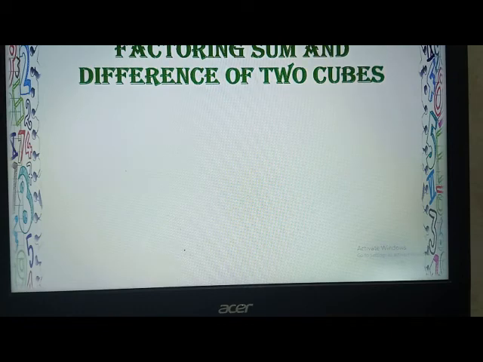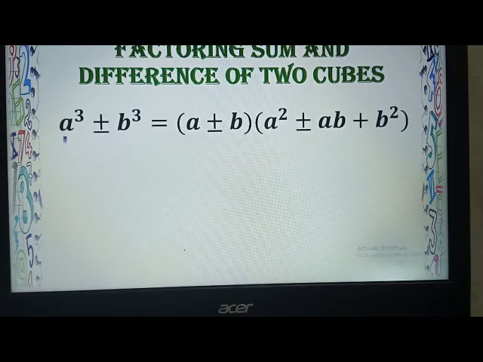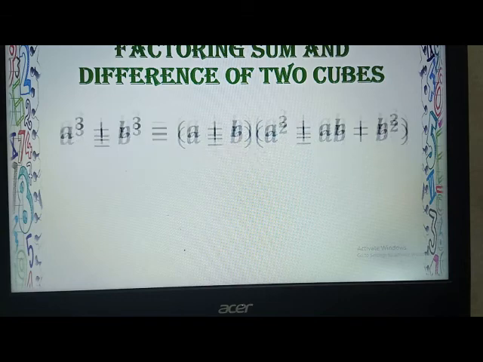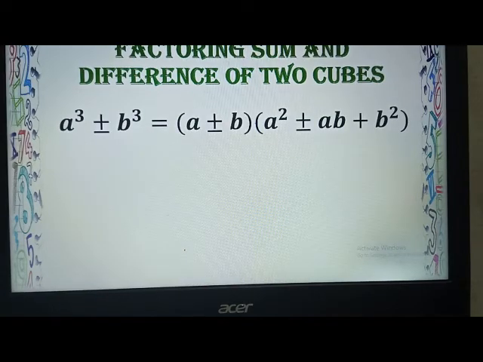Now, let's have factoring sum and difference of two cubes. It is in the form a cube plus or minus b cube. That is the sum and difference of two cubes. And if you factor that, the factors are a binomial and a trinomial. For the binomial, it's in the form a plus or minus b. And for the trinomial, it's a squared plus or minus ab plus b squared.